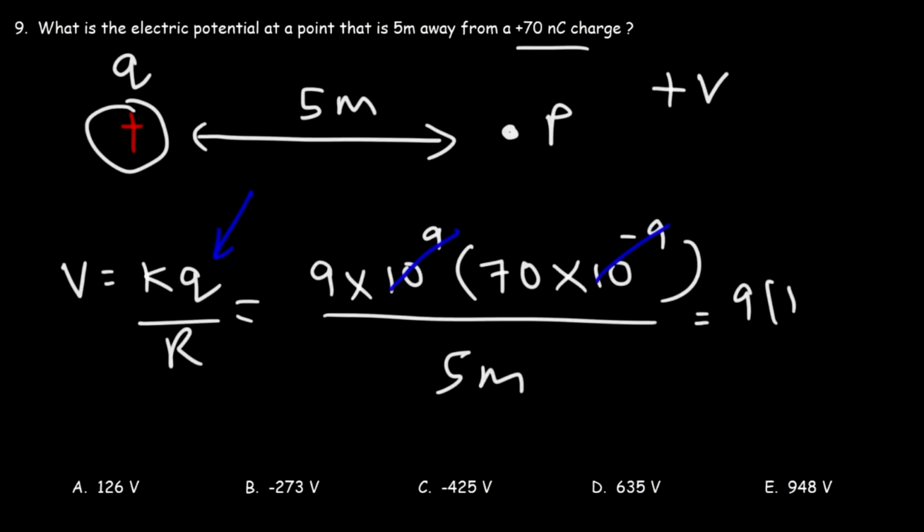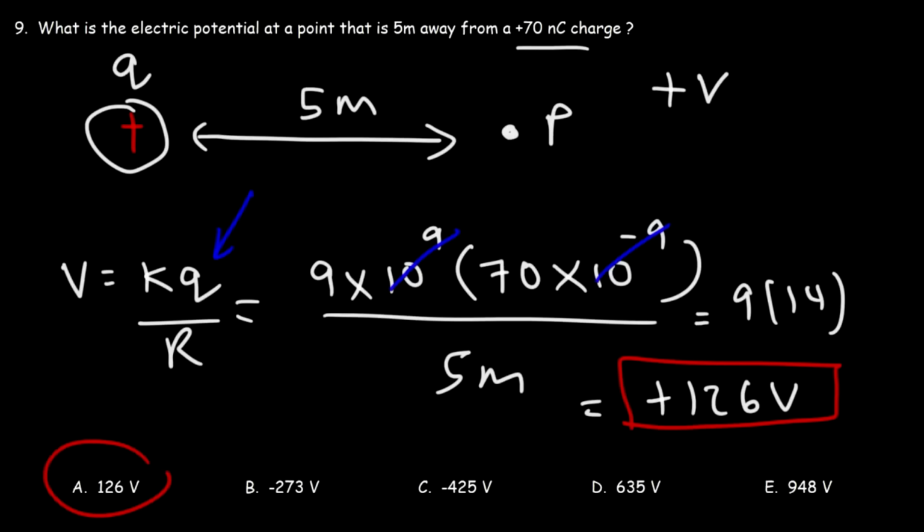So this becomes 9 times 14. 9 times 14 is 126. So this is the electric potential 5 meters away from the point charge. So A is the right answer.